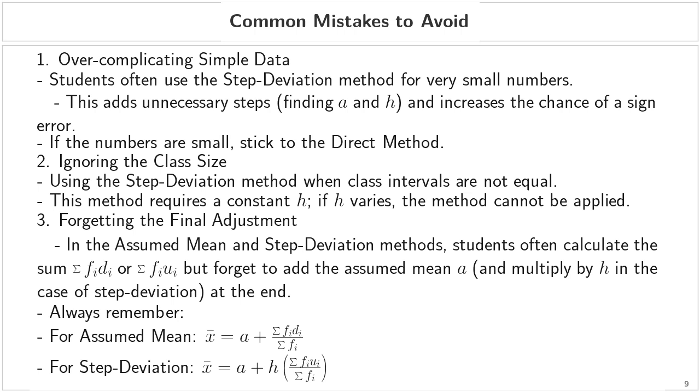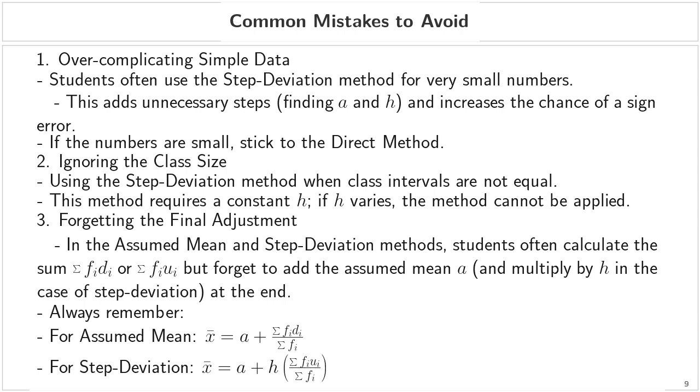For the assumed mean method, your final answer must be the assumed mean, A, plus the sum of frequency times deviation, divided by the sum of the frequencies. And for the step-deviation method, you must add the assumed mean, A, to the product of the class size, h, and the sum of frequency times u, divided by the sum of the frequencies.